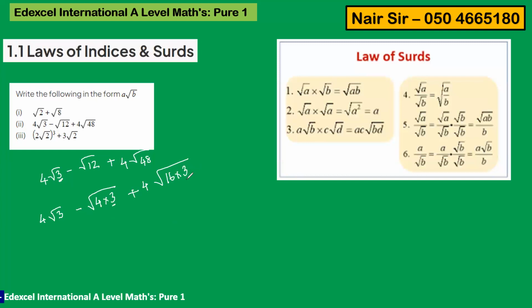Now this can be written as 4 root 3 minus, this 4 will become 2 root 3, plus 4. This 16 will become 4. Once it comes out, what does it become? 16 root 3. Do the calculation. 4 minus 2 plus 16, that is 2 plus 16, and that is 18. This is my form. Look at the form that they are asking you to write.